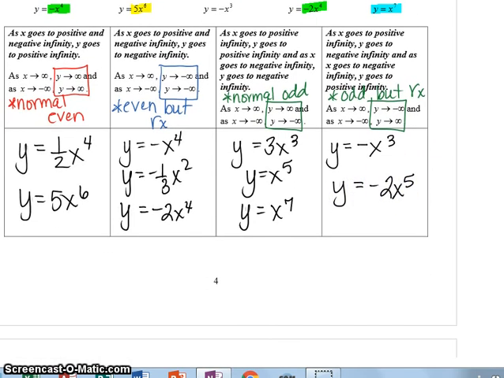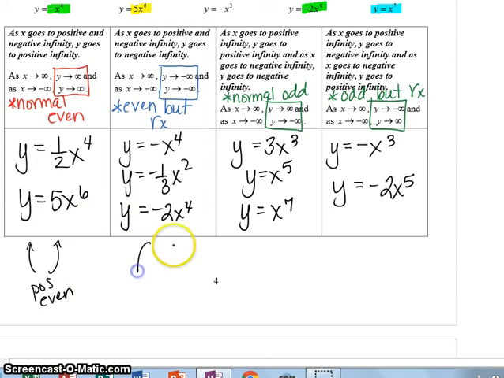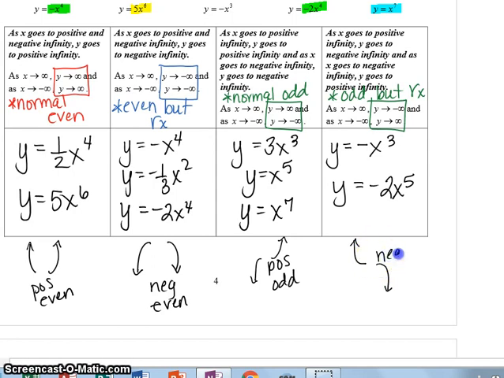Okay, so if you think about their graphs, these go positive, positive. Okay, so that's positive even. This one goes negative, negative, which is a negative even function. So they're both flipped, right? These were both positive, those go both negative. Normal odd functions go positive on the positive side, negative on the negative side, so that's a positive odd function. And then if you reverse those, it goes positive on the negative side, but negative on the positive side. Those are your negative odds. Okay, those are all the possible situations.